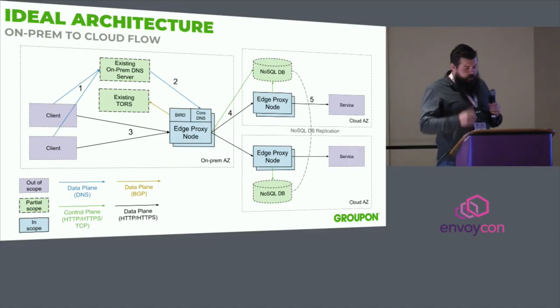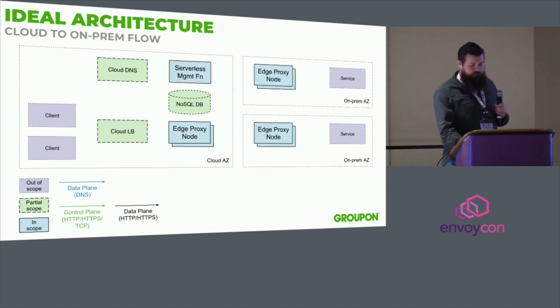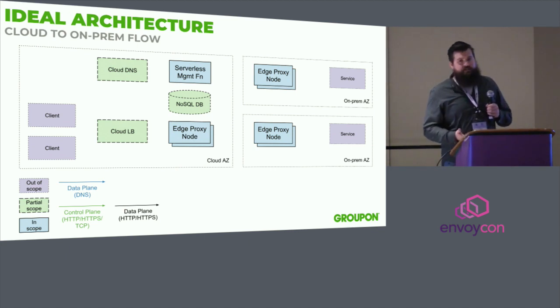Awesome. Now, if we take a look at this on the inverse then, and we look at the cloud to on-prem flow, fairly straightforward and somewhat similar. Now, in this model, we don't need to run CoreDNS. We don't need BGP because we're able to automate these primitives very simply just by using SDKs and APIs available in the cloud.